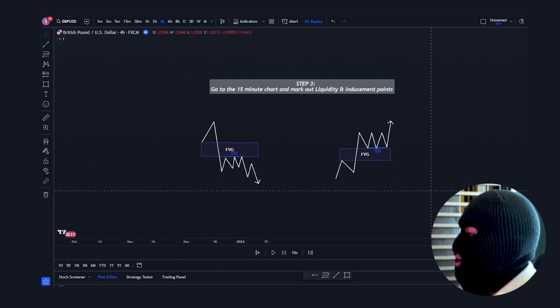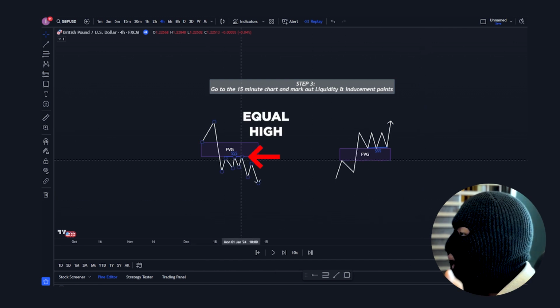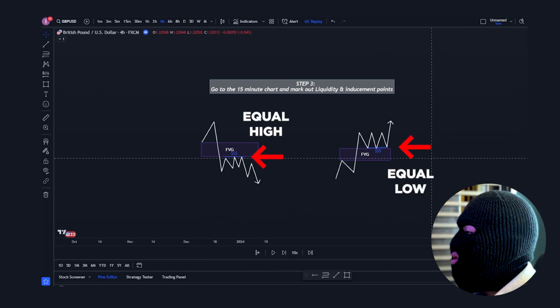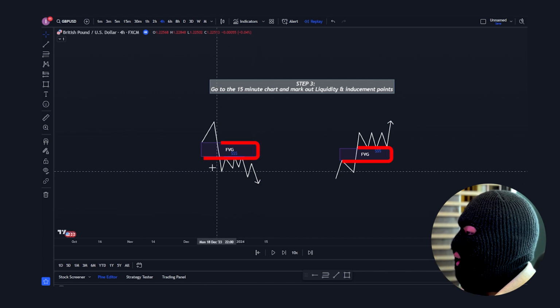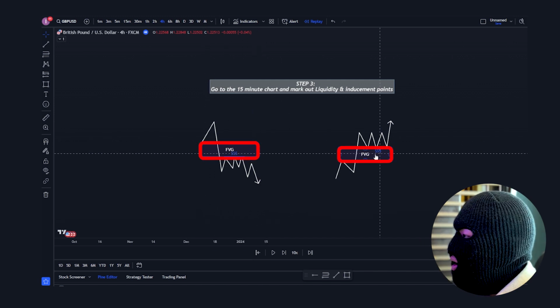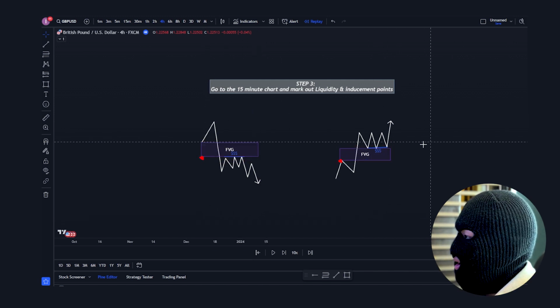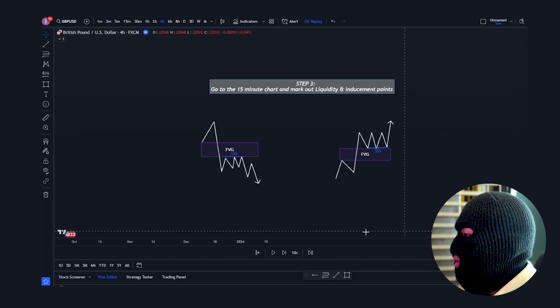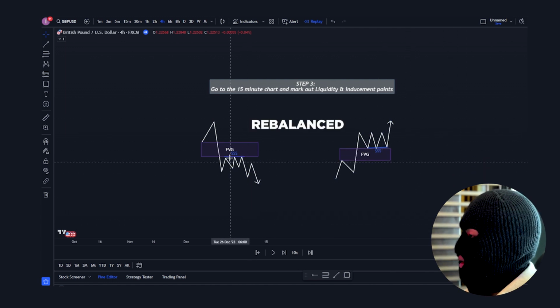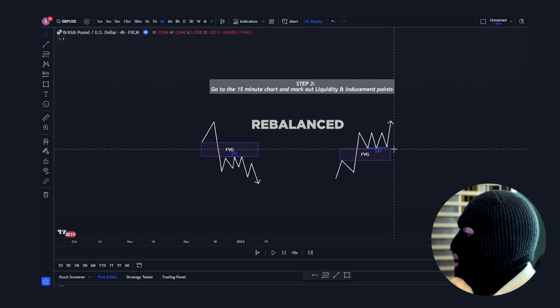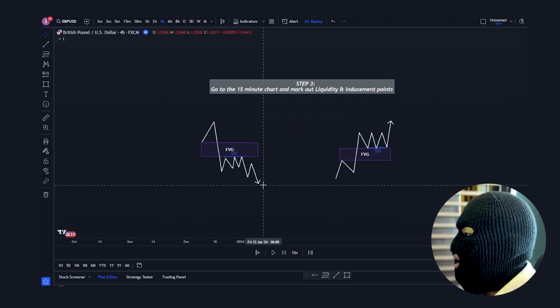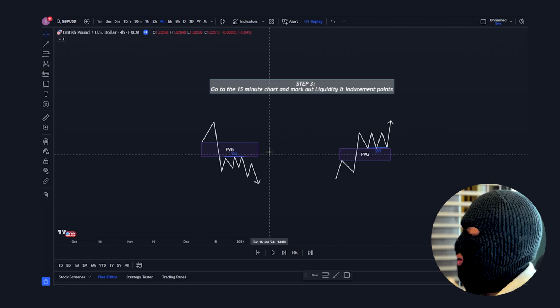The liquidity is identified by a relative equal high or a relative equal low, and inducement points are where price leaves behind a fair value gap, inducing traders to enter the market towards the direction of the fair value gap. As we know, fair value gaps eventually need to be rebalanced. It's just a matter of when. Therefore, we can use these fair value gaps as potential targets for our intraday scalps.